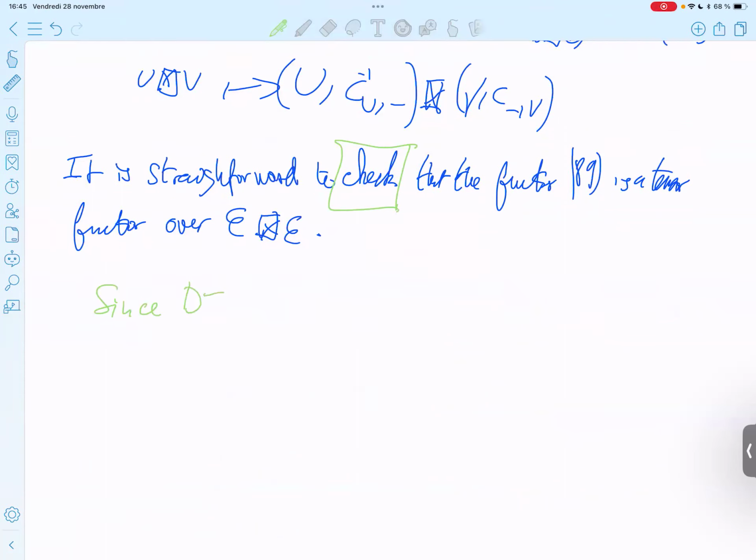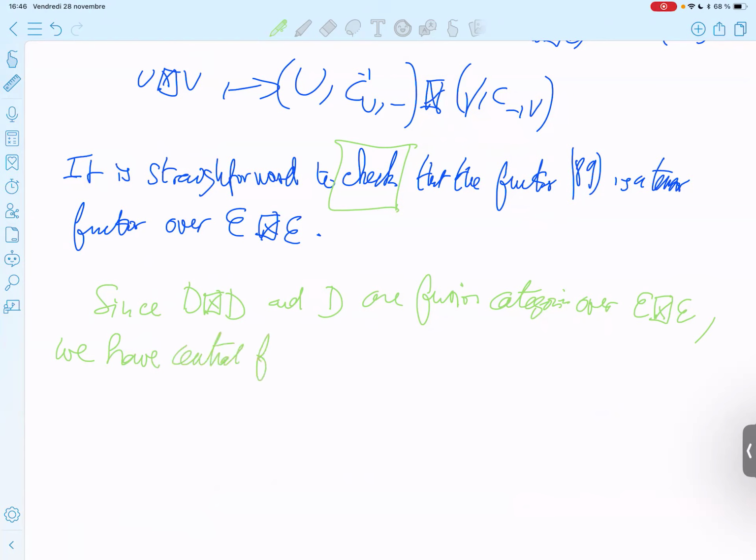So since this and this are fusion categories over that, E tensor E, we have a central functor phi1 from that to that, and by definition, phi2 from that to that. Okay.